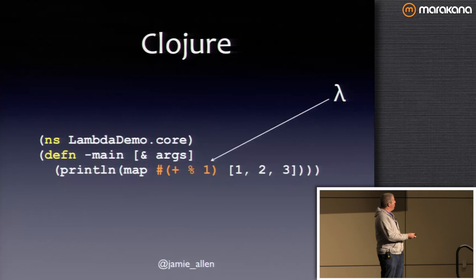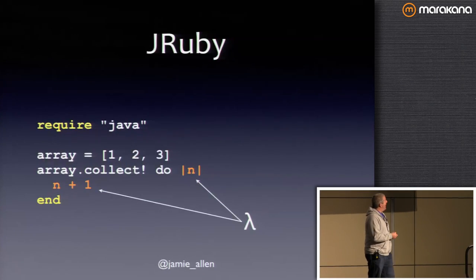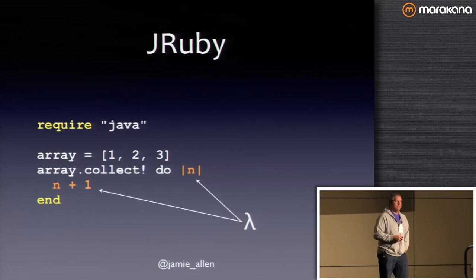And I'm mapping over every element and adding 1 to it. It's a little different, but you know, Lispers love this. And finally, JRuby. Very simple syntax here. You take your array of 1, 2, 3, you do a collect operation to it, and apply this do block: for every n, add 1 to it.